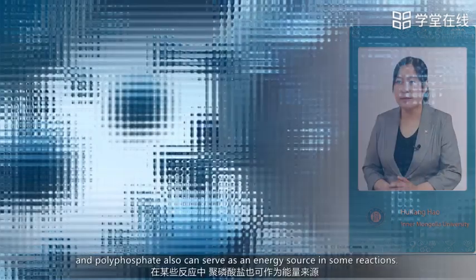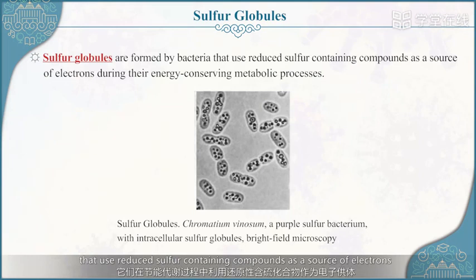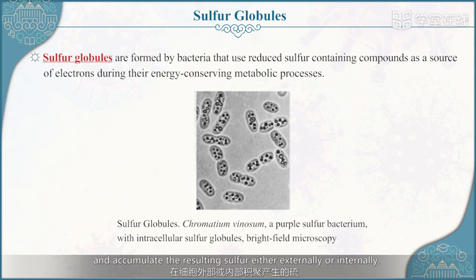Sulfur globules are formed by bacteria that use reduced sulfur-containing compounds as a source of electrons during an energy-consuming metabolic process. For example, some photosynthetic bacteria can use hydrogen sulfide as an electron donor and accumulate the resulting sulfur either externally or internally.